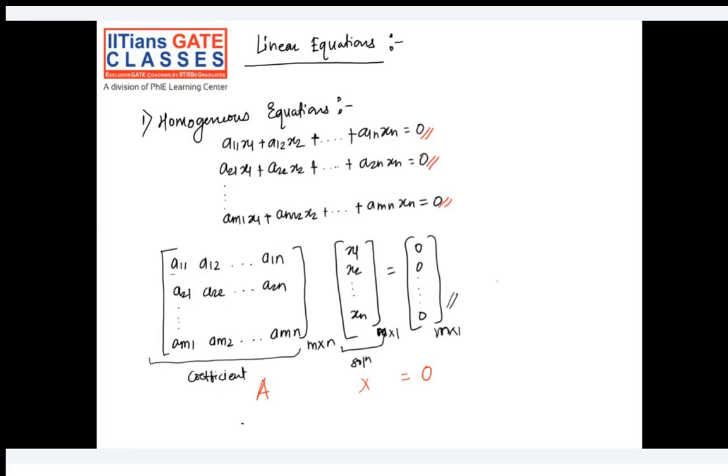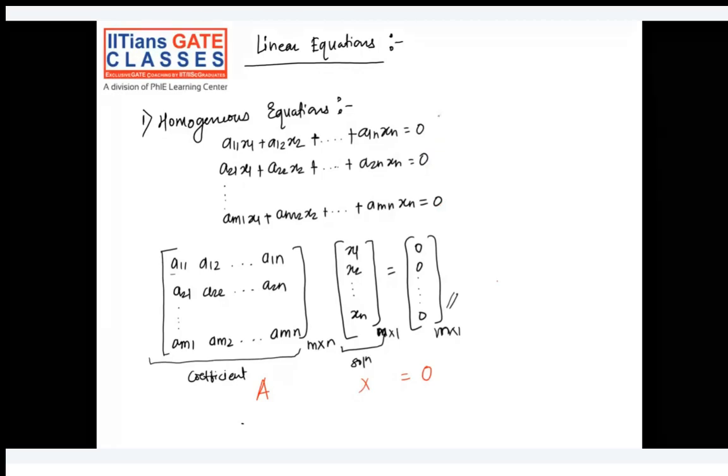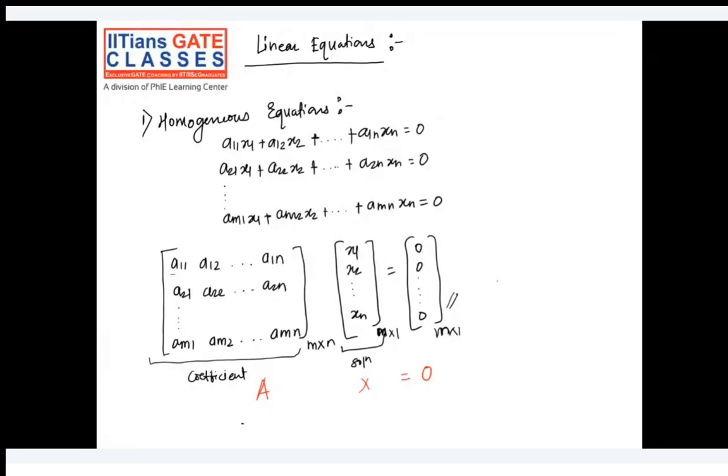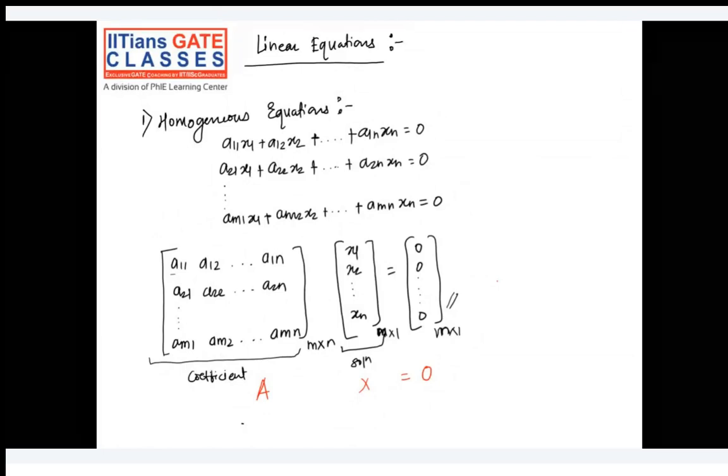Can I write this set of equations in matrix form, where a11, a12, so on till a1n, a21, a22, a2n, am1, am2, so on till amn? I can write this as a coefficient matrix A as shown here. We have m number of equations and n number of variables, or unknowns.